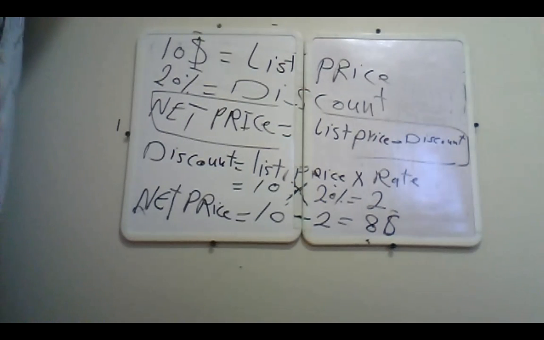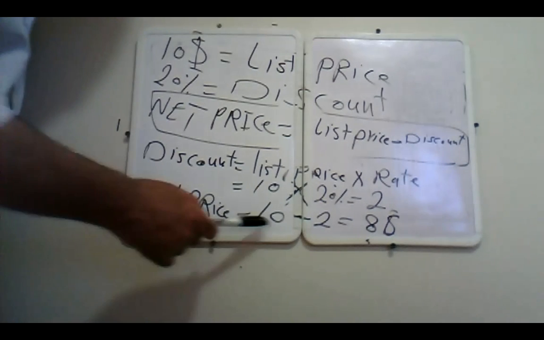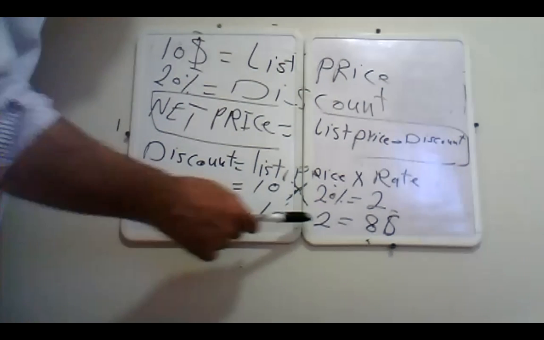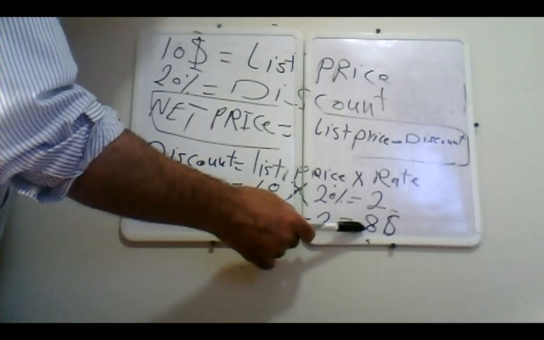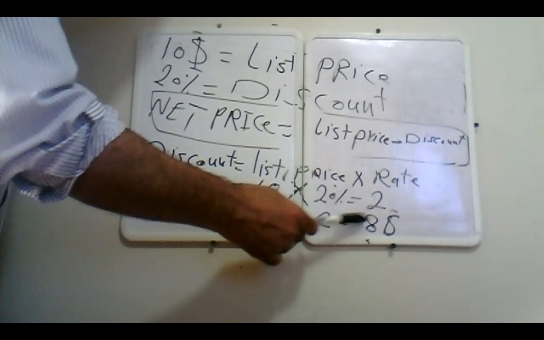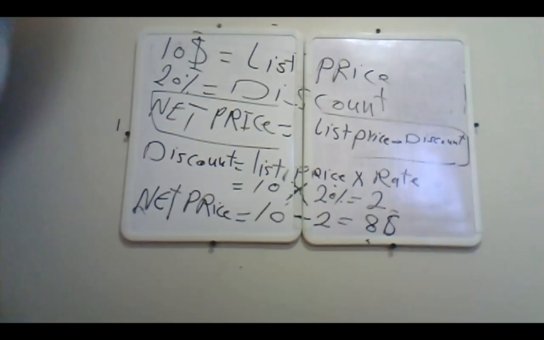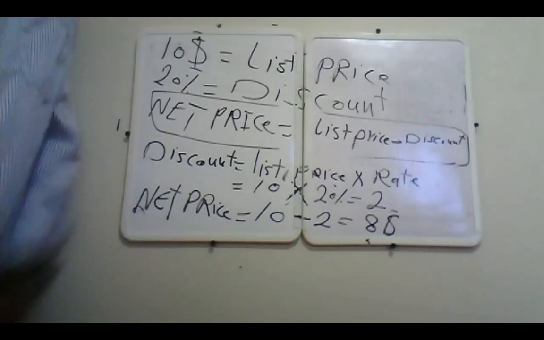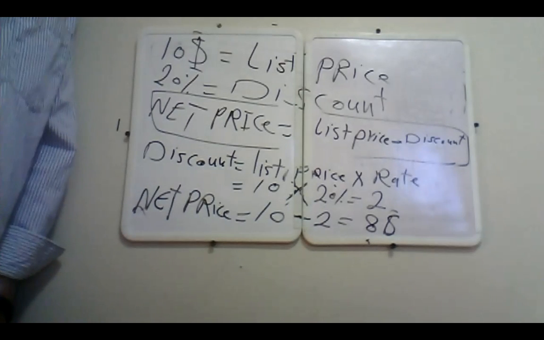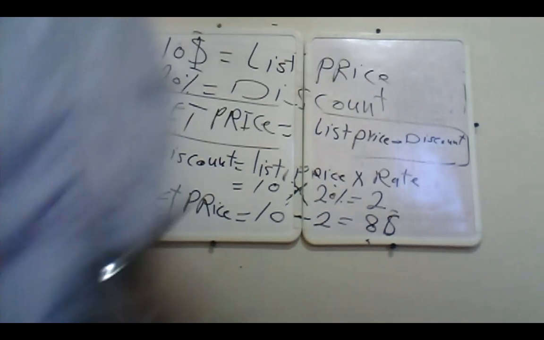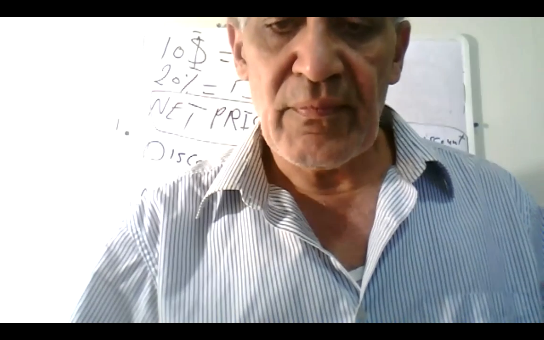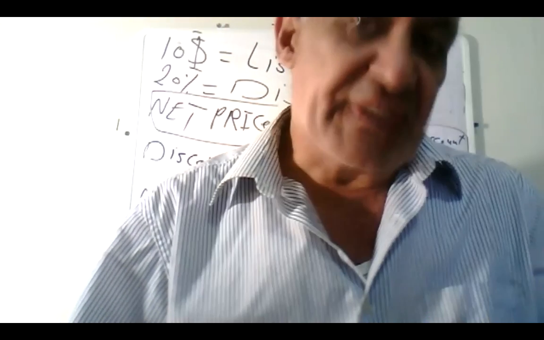Then, so much I will pay now. I will pay the list price, which is $10, minus the $2 of the discount. Then I will pay a net price, which is $8. Net price is what you pay after the discount. Okay, and this is the idea of the discount in general.